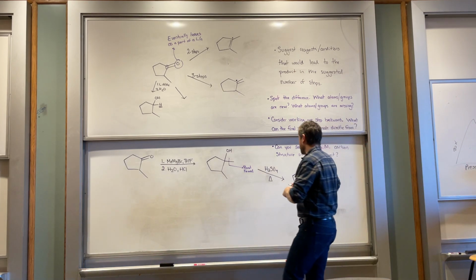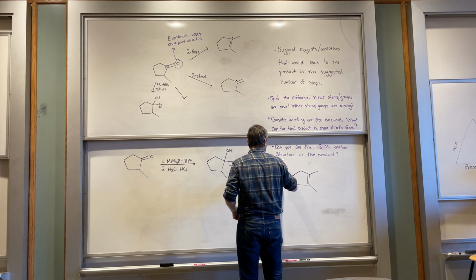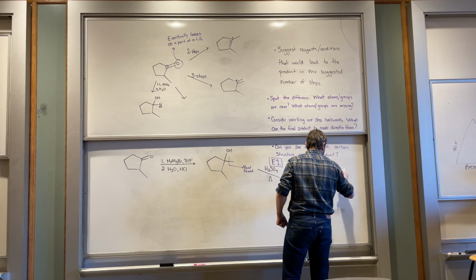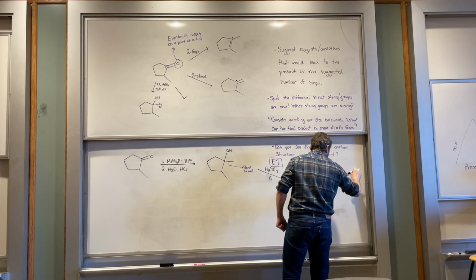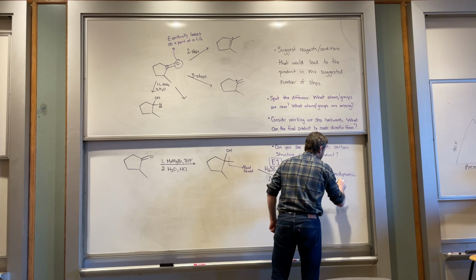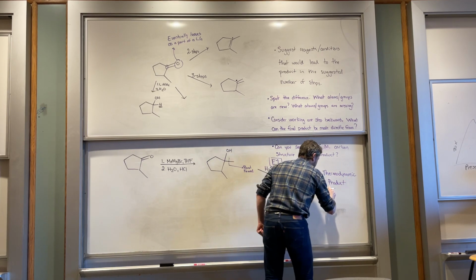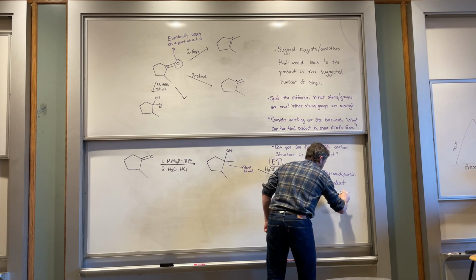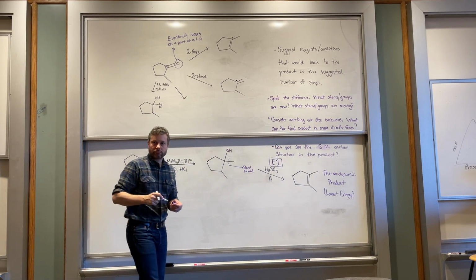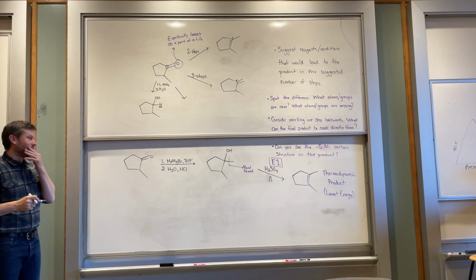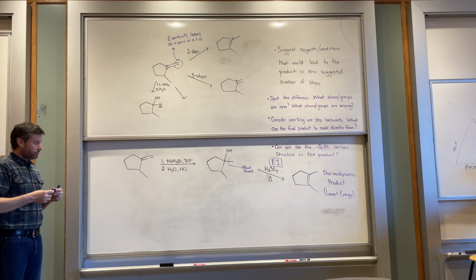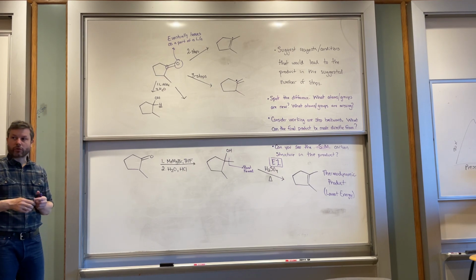Okay, so this is going to proceed through an E1 elimination. And remember, E1 eliminations are reversible and result in the formation of the thermodynamic product, the most stable and lowest energy. Questions?